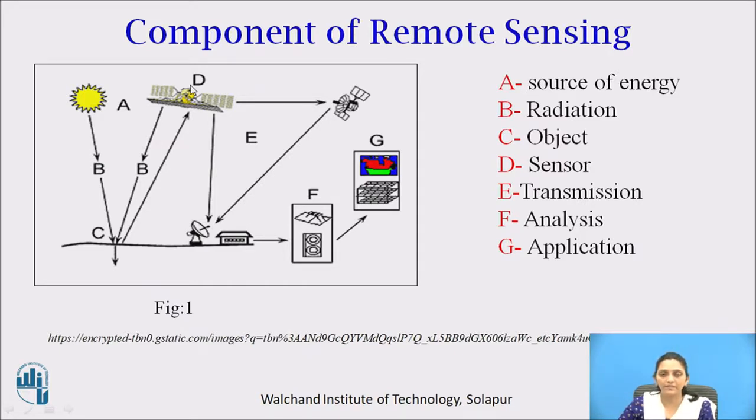See here, the sensor or the satellite itself is a source of energy, and see the radiations are falling from the satellite also. So, there are two sources: one, the sun is a source, and one is the satellite itself, it is a source of energy.